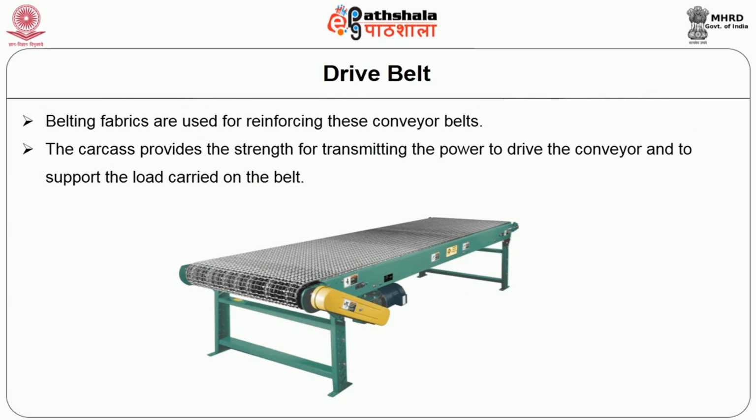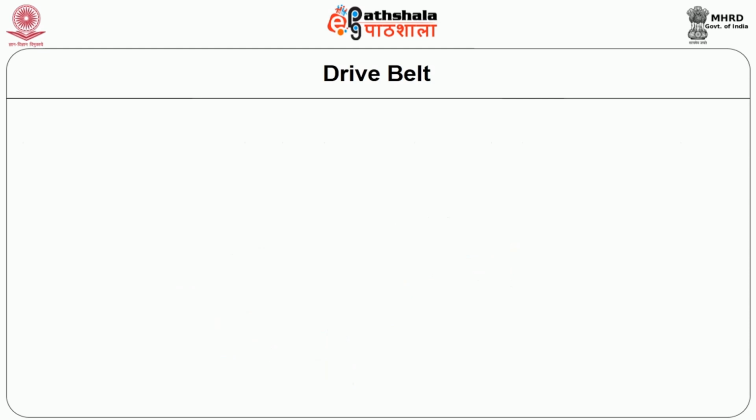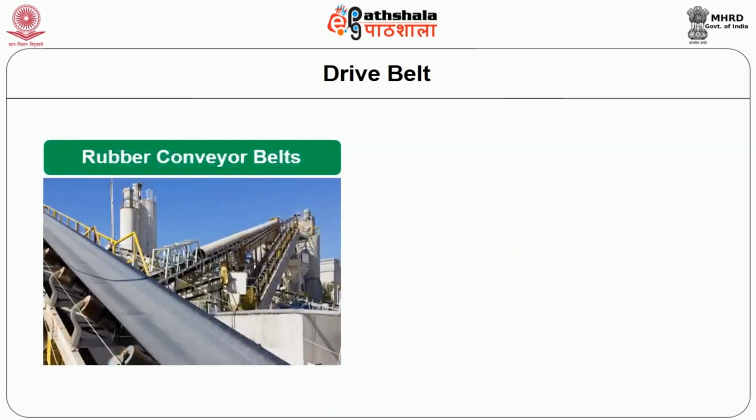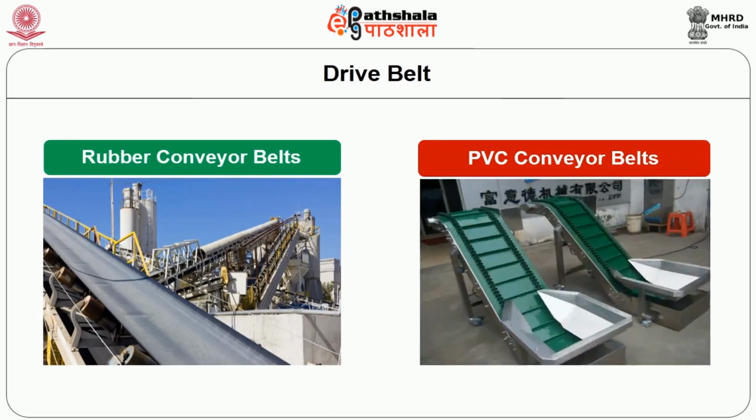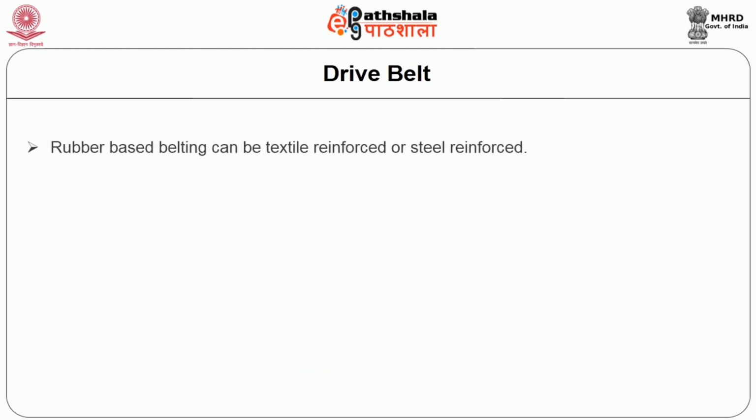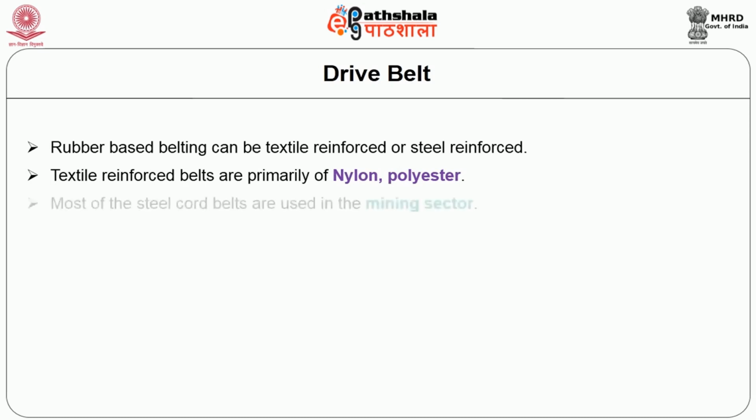The carcass provides the strength for transmitting the power to drive the conveyor and to support the load carried on the belt. Conveyor belts can be classified as rubber conveyor belts and PVC conveyor belts. Rubber-based belting can be textile reinforced or steel reinforced. Textile reinforced are primarily of nylon, polyester. Most of the steel cord belts are used in the mining sector.